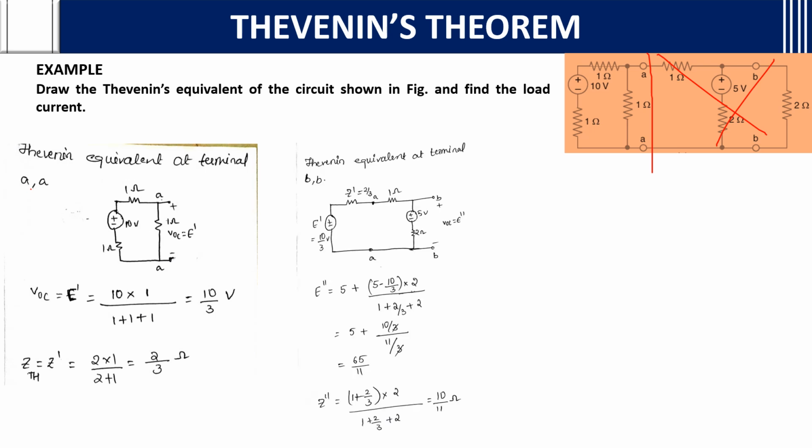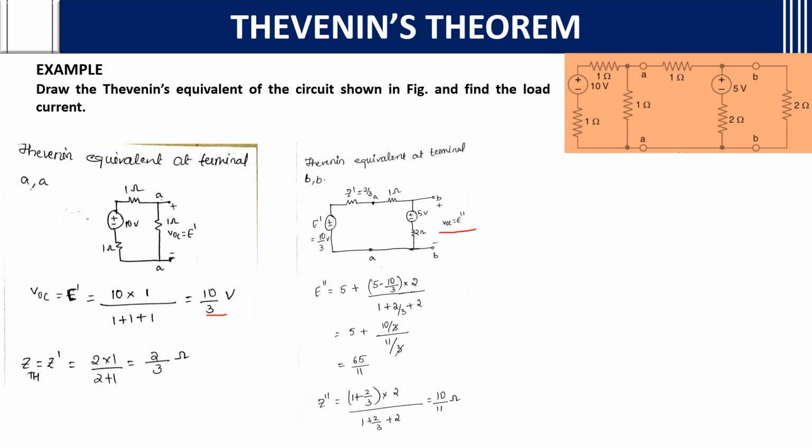Then we are finding the Thevenin equivalent at the terminal B and B. We already got the E dash value, that is 10 by 3, so I took that, and Z dash should be replaced by a series impedance, that is 2 by 3 ohms. The other circuit that is remaining, I am writing it. We want the Thevenin equivalent at B and B, and the other part, that resistance, can be removed just for ease of doing. So I am removing 2 ohms, and later on we can add the 2 ohms for finding the load current.